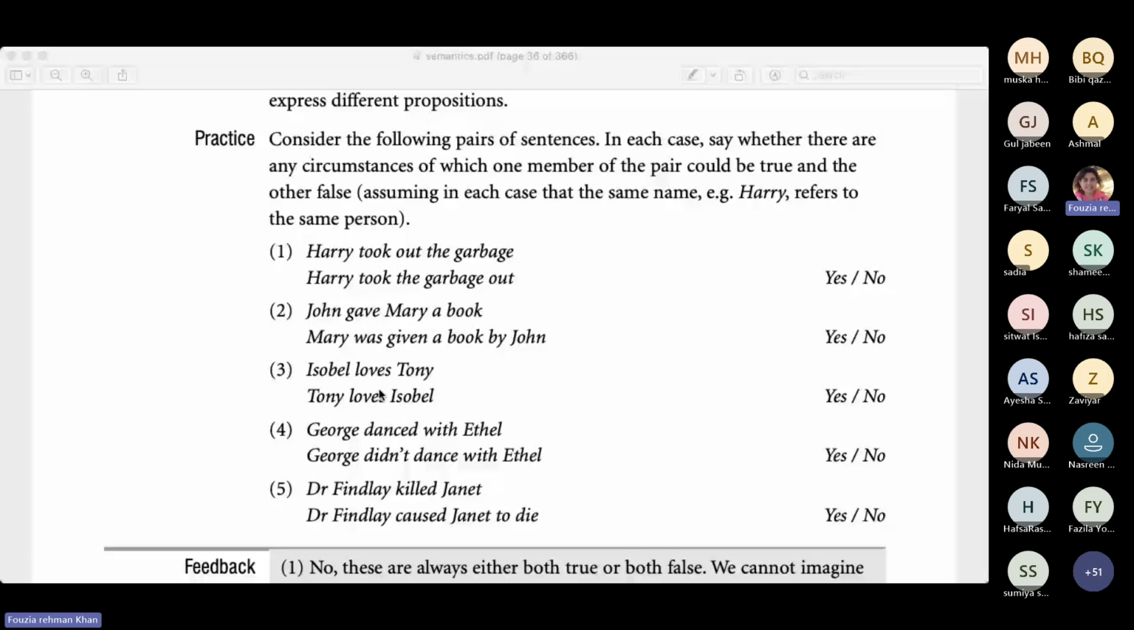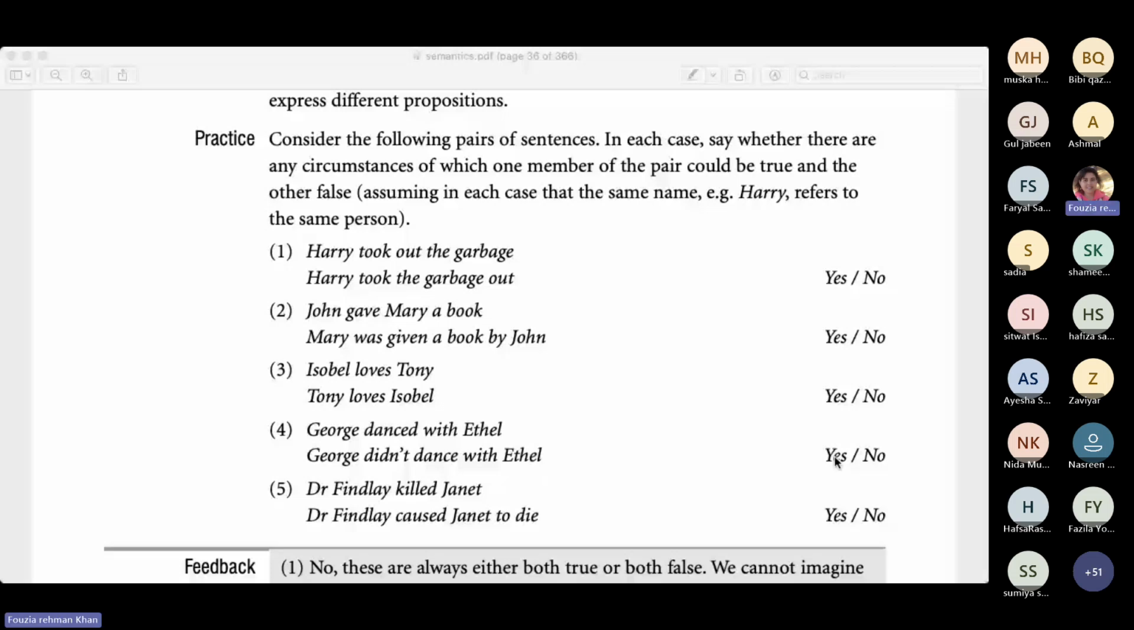Another one, George danced with Ethel. George didn't dance with Ethel. Now these are opposite. One is true, the other is false, or one is false, the other is true. So here also we will mark yes.